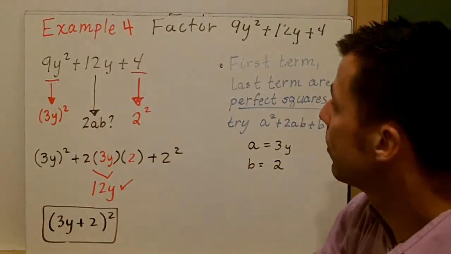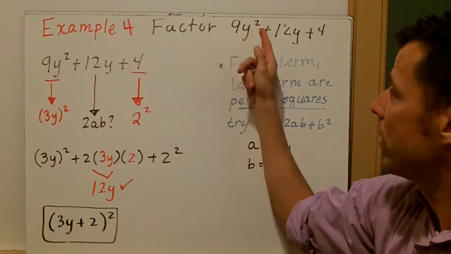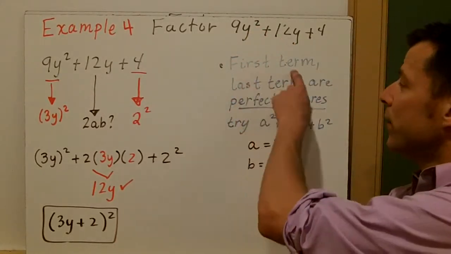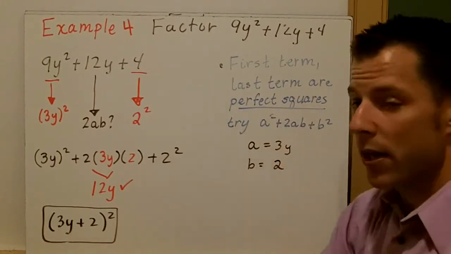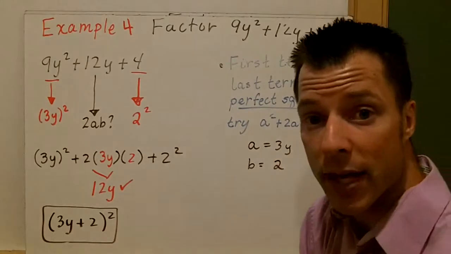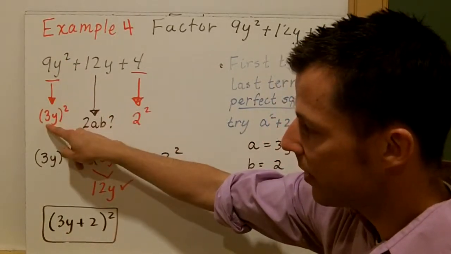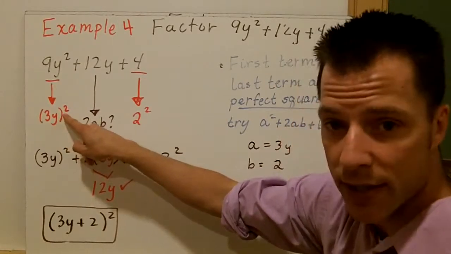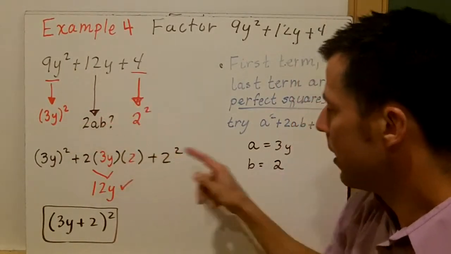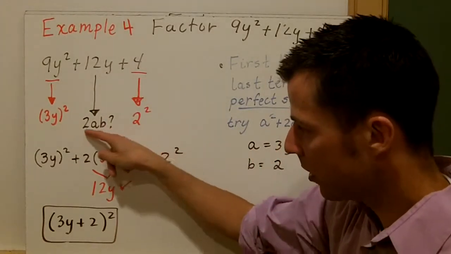We're looking at another perfect square trinomial here in example 4, factoring 9y squared plus 12y plus 4. So again, the first and last term are perfect squares. So I look at my pattern. I've got to pick A and I've got to pick B. 9y squared is also the same thing as 3y raised to the second power, and 4 is just 2 squared. Now, A is 3y and B is 2. So I put a big question mark here.